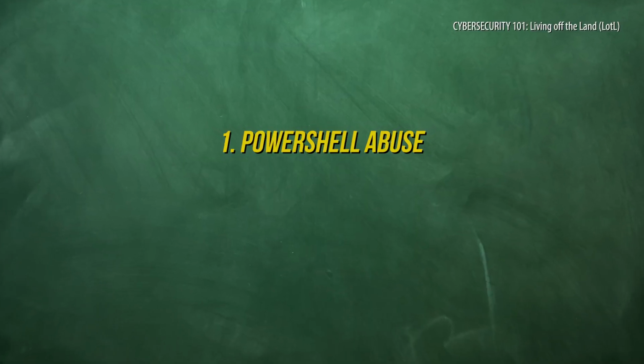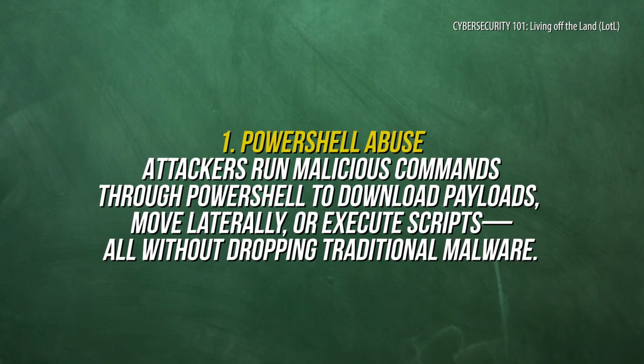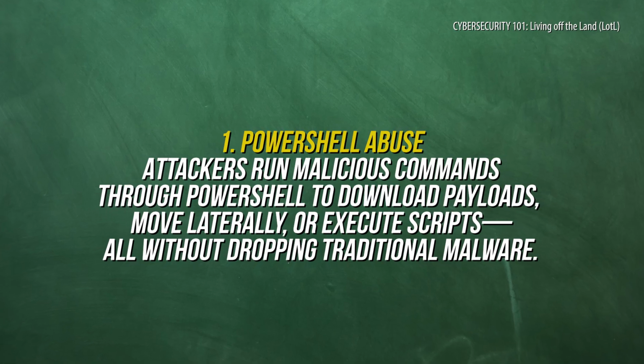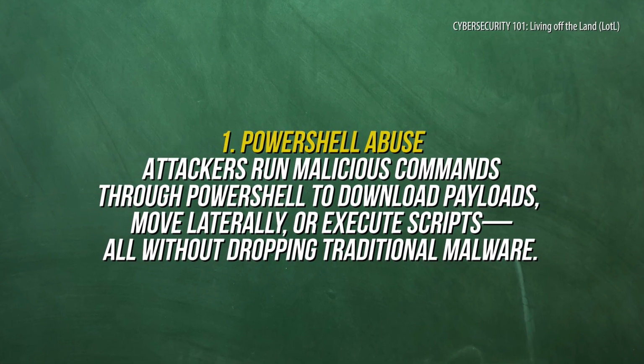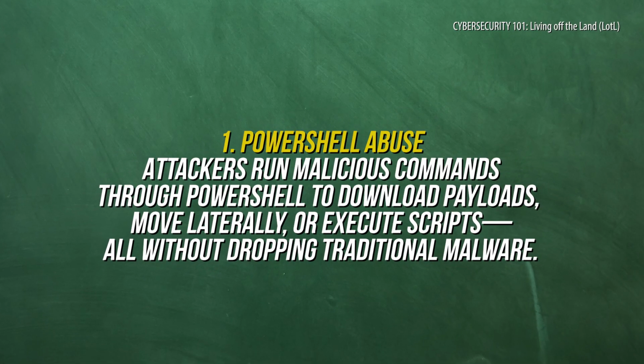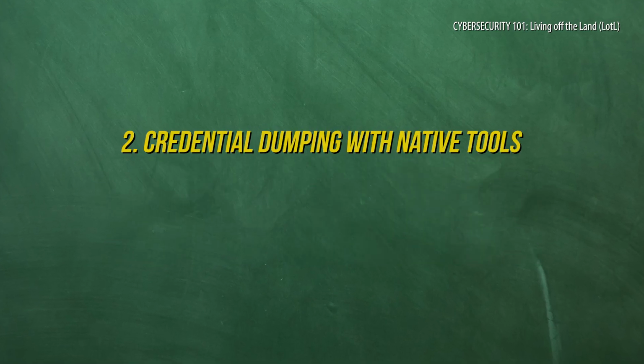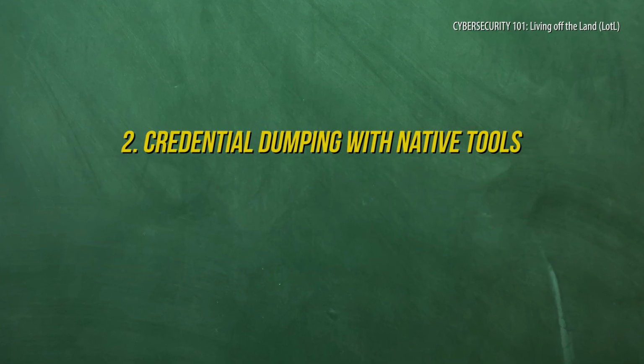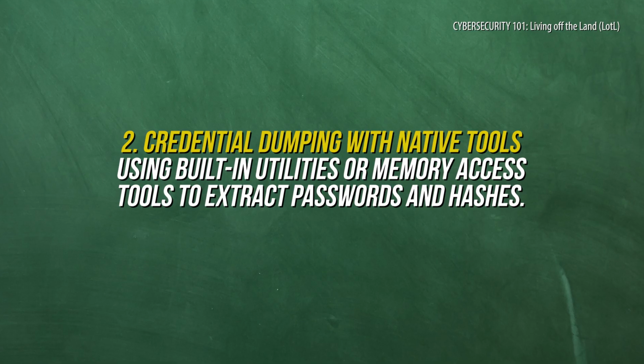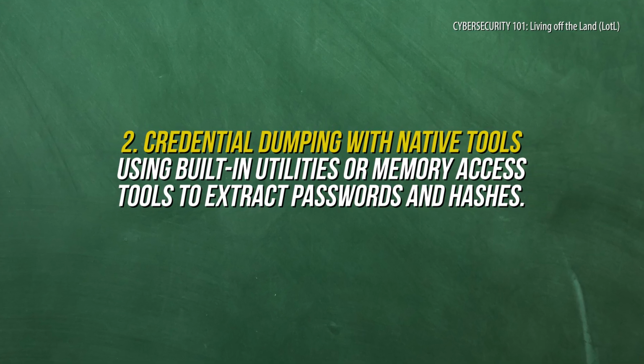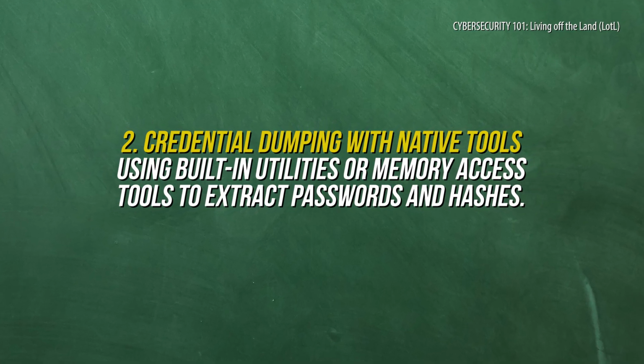Here are some of the most common ways attackers live off the land. Number 1, PowerShell abuse. Attackers run malicious commands through PowerShell to download payloads, move laterally, or execute scripts, all without dropping traditional malware. Number 2, credential dumping with native tools. Using built-in utilities or memory access tools to extract passwords and hashes.